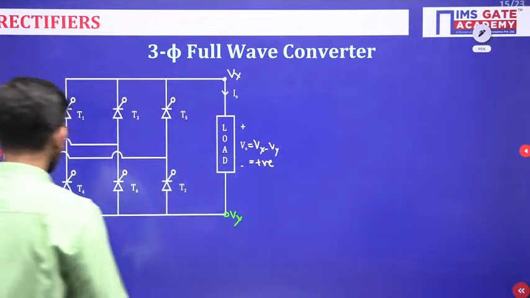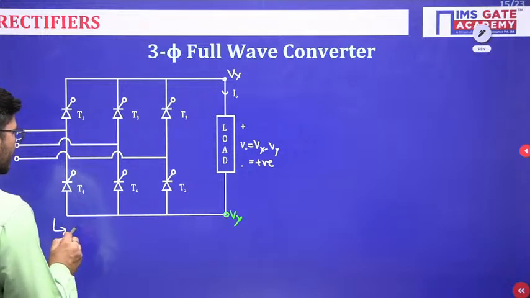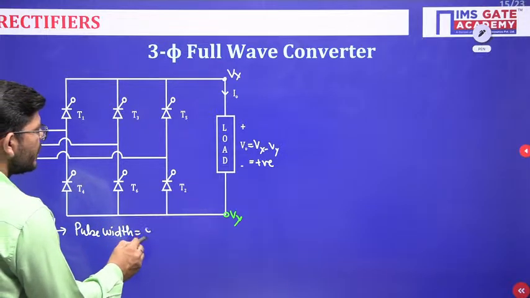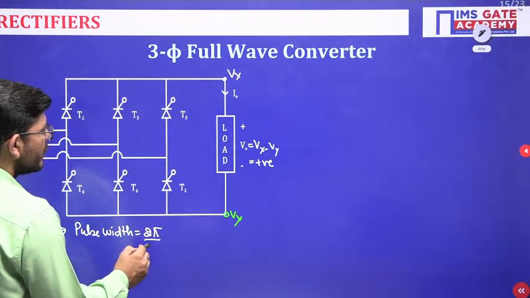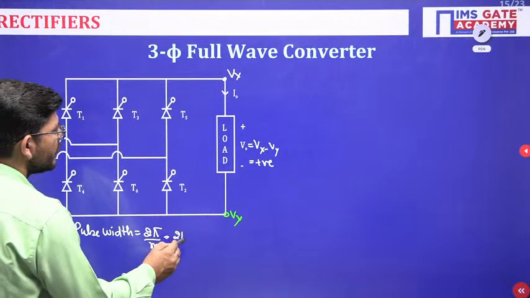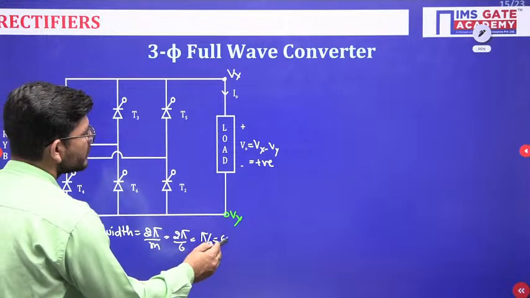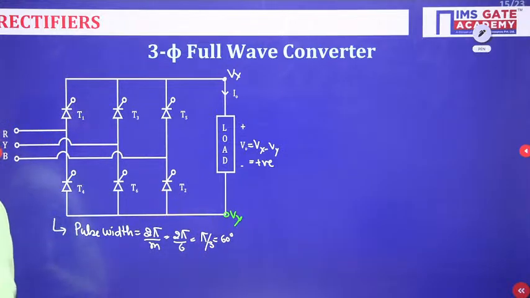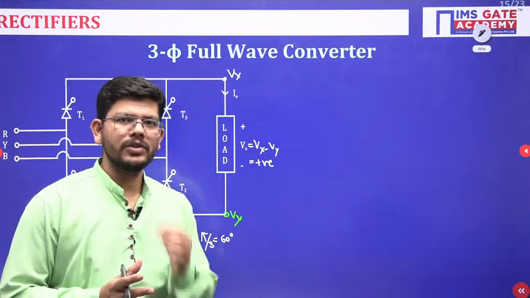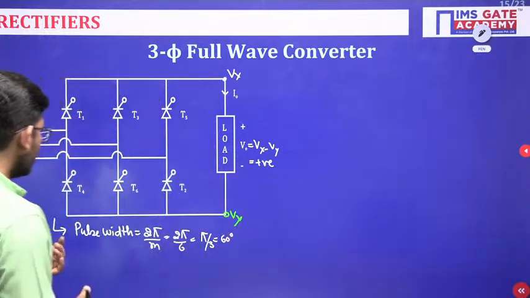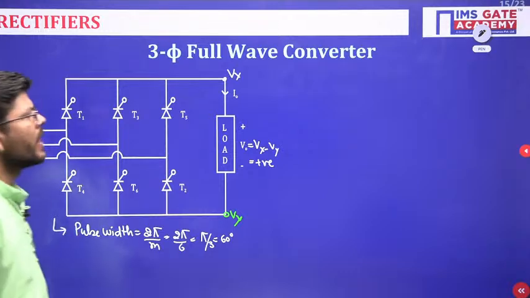So what will happen here? What will be the pulse width? The pulse width here will be 2 pi over m or 2 pi over 6 or pi by 3 or 60 degree, okay. So you will be getting 6 cycles of output voltage for a complete 360 cycle of input voltage. So this is going to be the pulse width.